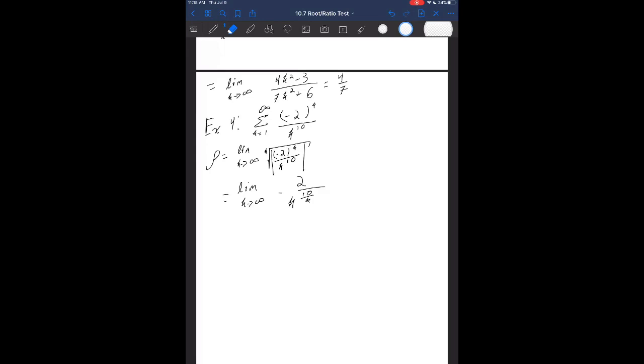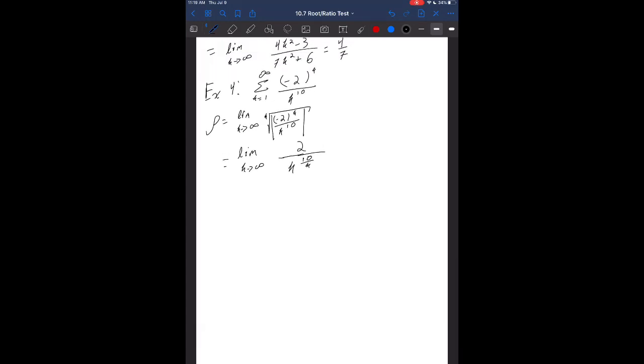Oh, I did forget absolute values here. So the absolute values here are going to get rid of this -2. And sorry, I did actually misspeak before. This is not one of those series where e will come into play. I was thinking of a different example from a different lecture. Instead, what we're going to do is use the fact that the limit as k goes to infinity of k to the 1 over k is going to be equal to 1.